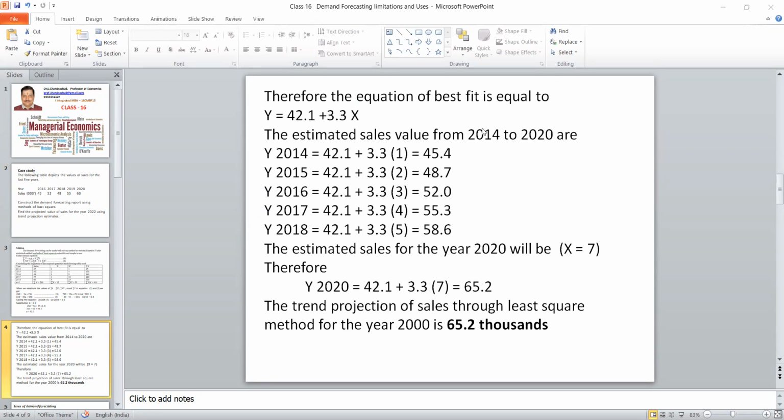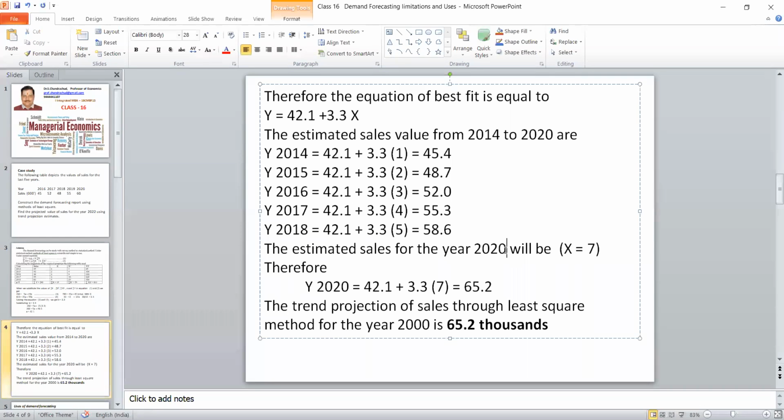Now we have to calculate for the 7th year. 2022 we want to calculate. What will be? We have to make it 7 for x. For the year 2022, it will be 42.1 plus 3.3 into 7, which is 65.2. So this is based on the trend projection. That is, using these 5 values, we are extending the line to the 7th year. This will be 65.2 thousands.